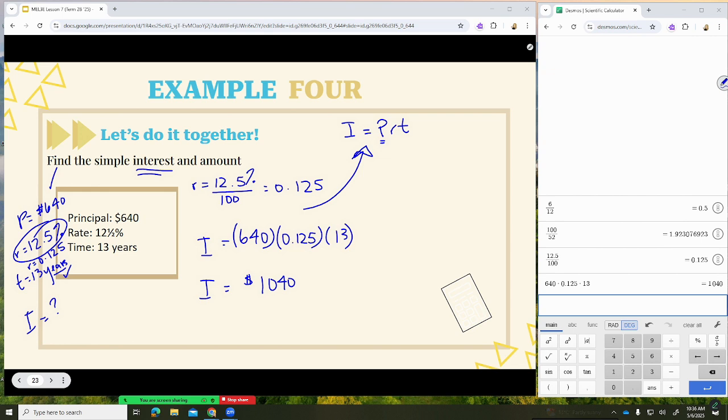So that's it. We've put all of our learning together. We found P, we found R, we found T, which helps us to calculate I. Therefore, the simple interest is $1,040.